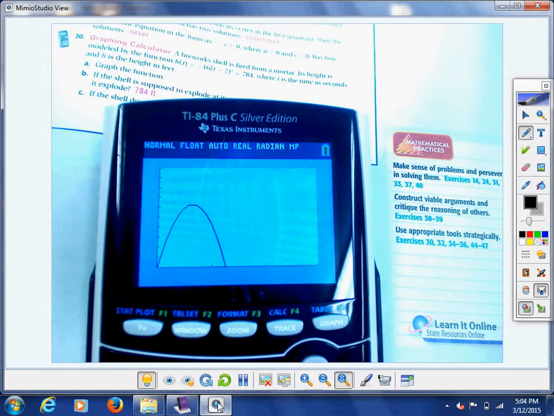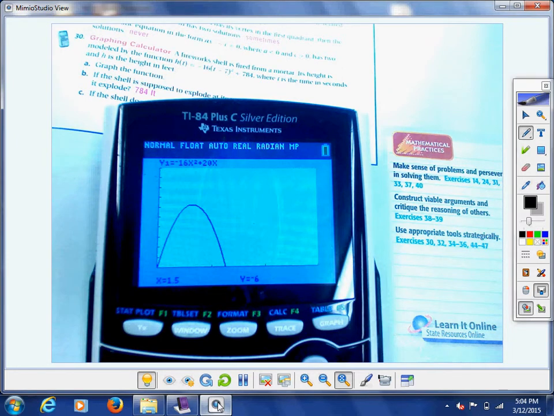We don't know exactly where that is, but can we know? And the table's not going to show us. The table only shows integer values. It will not show us decimal values. So let me show you another feature. There's a fourth button we haven't used yet, and it's called the trace button. Press the trace button now.